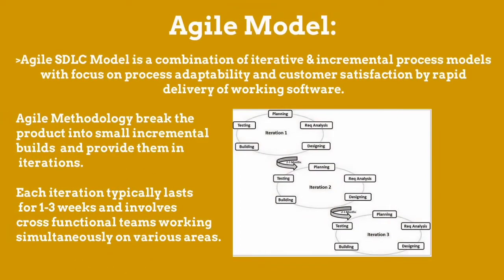Agile model. The Agile SDLC model is a combination of iterative and incremental process models with a focus on process adaptability and customer satisfaction by rapid delivery of working software. Agile methodology breaks the product into small incremental builds and provides them in iterations. Each iteration typically lasts for 1 to 3 weeks and involves a cross-functional team working simultaneously on various areas.